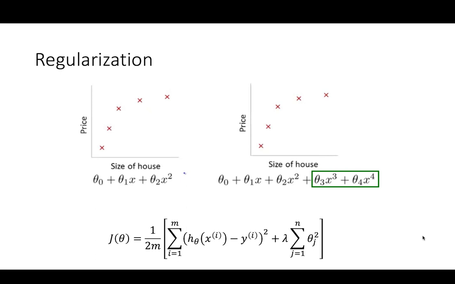Okay? But you don't want them to overpower itong mga to. Kasi remember, this is x cubed, this is x fourth, and definitely it will overpower yung x squared tsaka x, if you don't control yung values ng theta 3 tsaka theta 4. And the way to control that, you multiply theta 3 tsaka theta 4 in the cost function by lambda. Okay, so that's basically how regularization works.